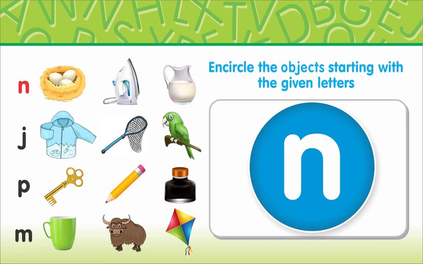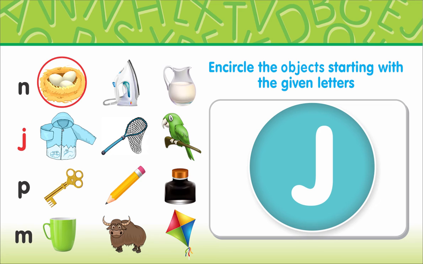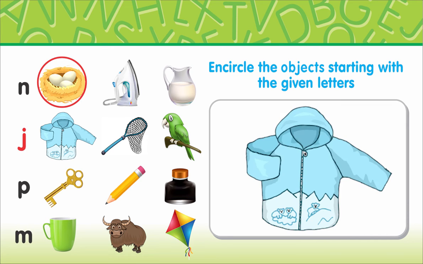N stands for nest. Nest is the first picture of the row. So, we encircle the picture of our nest. J stands for jacket. Jacket is the first picture of the row. So, we encircle the picture of our jacket.